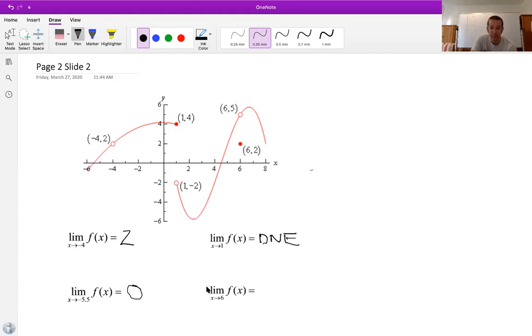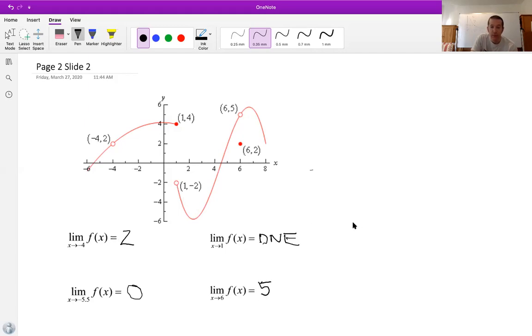Last one, limit as x approaches 6. So x approaches 6 from the left. I trace the graph, and y is approaching 5. And as x approaches 6 from the right, I trace the graph, and y is approaching 5 again. So this limit must be equal to 5.